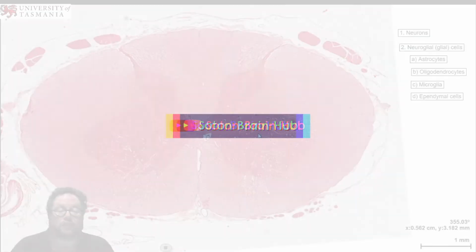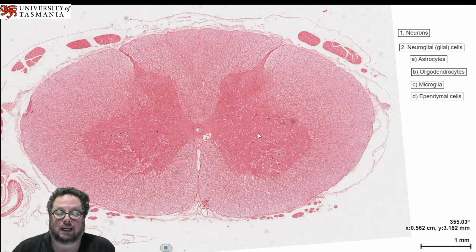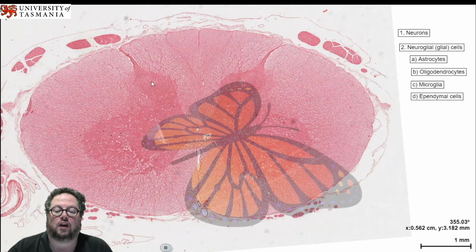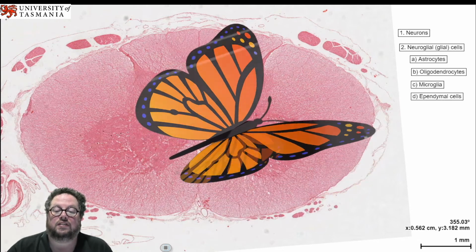In this video we're going to be looking at histology of the central nervous system. So here we have a cross section through the spinal cord, and we can actually see that even in this H&E stain section we can see these 2 regions in the spinal cord. We've got this outer region here, which is the white matter, and then this inner region here, which looks a little bit like a butterfly with its wings here. This is actually grey matter.